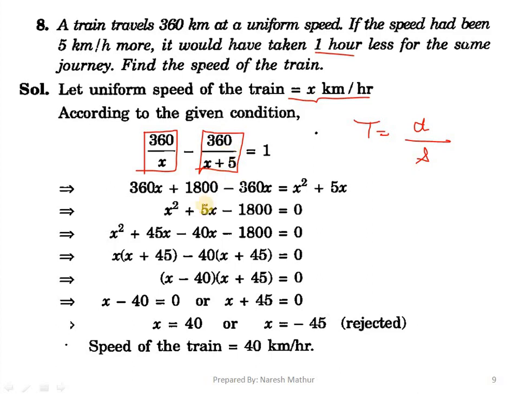Alright, so just convert it into an equation. We get an equation that is x square plus 5x minus 1800. Just split positive 5 into plus 45 minus 40. So we get the value of x equals 40 and minus 45. As we are talking about speed, the minus 45 value will be rejected. So the speed of the train will be 40 km per hour.